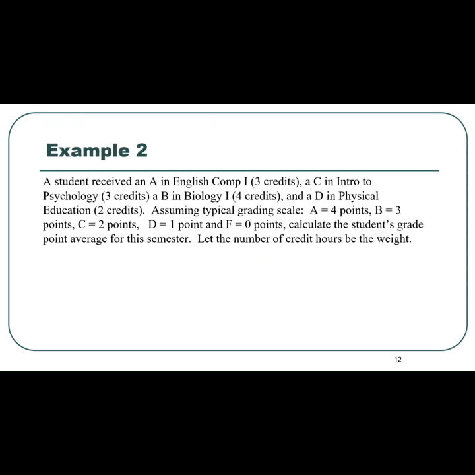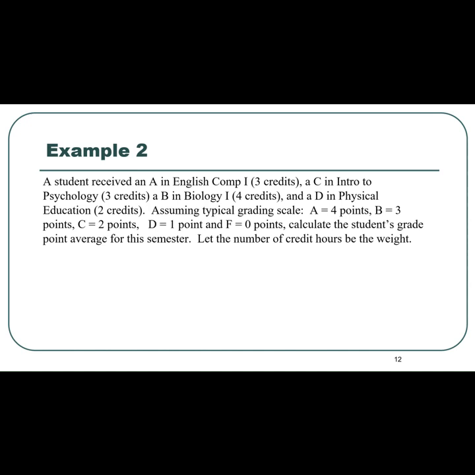A good example for the weighted mean is the GPA. So assume we do have a student who got an A in English, and the English course is 3 credits, C in Intro to Psychology, 3 credits again, and a 4 credit course which is Biology, that student took a B in it, and D in Physical Education, which is a 2 credit course. If we are going to go with a typical grading scale, A is 4 points, B 3 points, C 2 and D 1 point, while F is 0, of course, points.